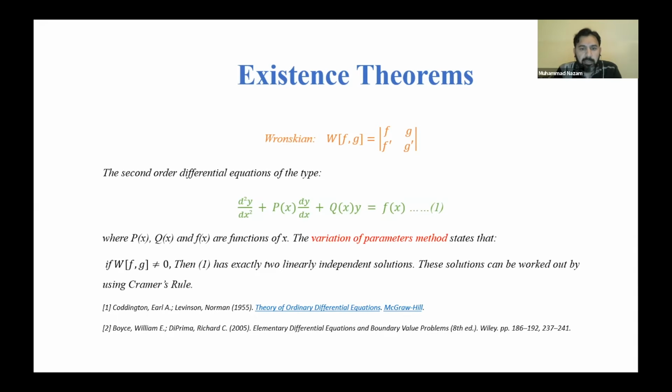So if we want to solve this differential equation with the variation of parameters method, then for the second order and the third order differential equations, Cramer's rule, designed particularly for this method, is used, where we use determinants. And what kind of determinants? These determinants are known as Wronskians.